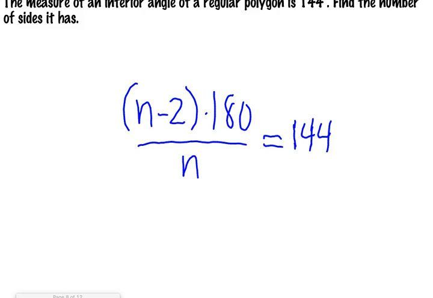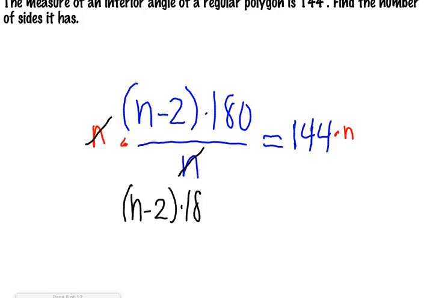I like to get rid of my fractions right away. How would I do that? Times by n. Let's multiply both sides by n. And these guys will cancel. Now what?